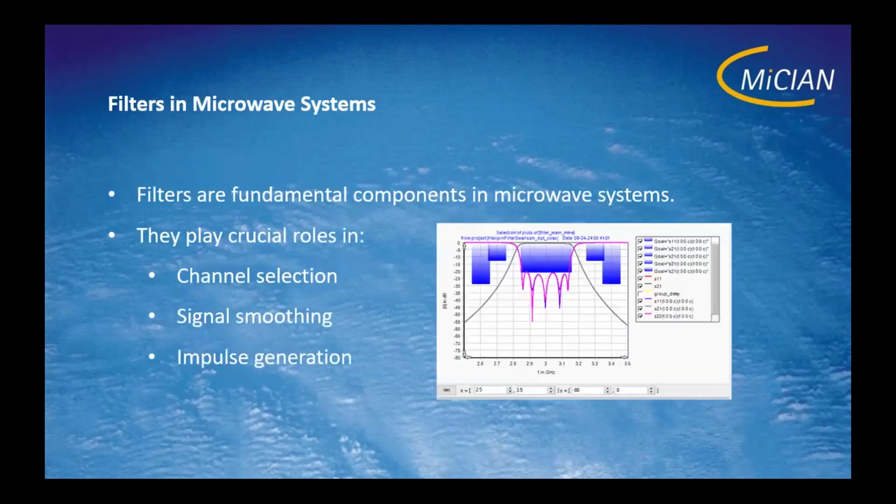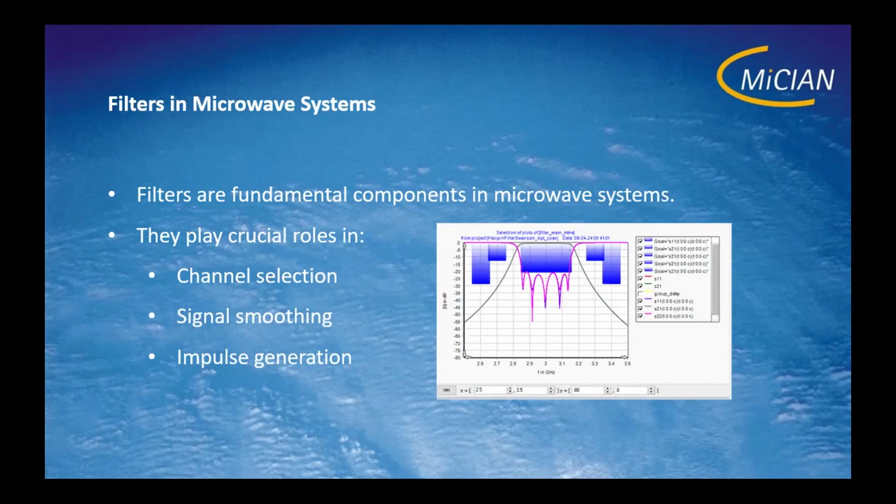Now let's talk about one of those basic building blocks in RF engineering, so-called filters. My application knowledge has been more involved with filters in the past, so I think I can explain this better to you. As I said, it's one of the basic building blocks in RF engineering, and basically there are three major tasks. You use a filter either for channel selection, smoothing a signal, or impulse generation.